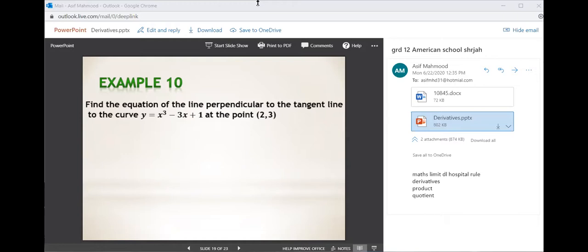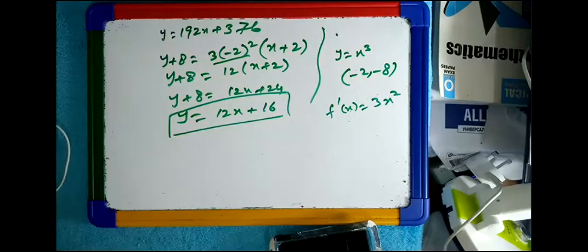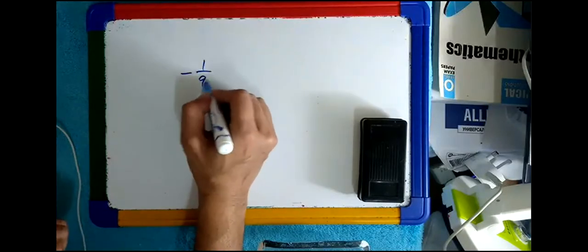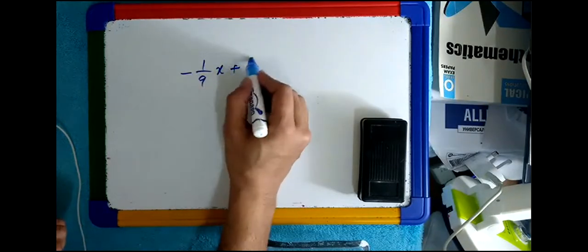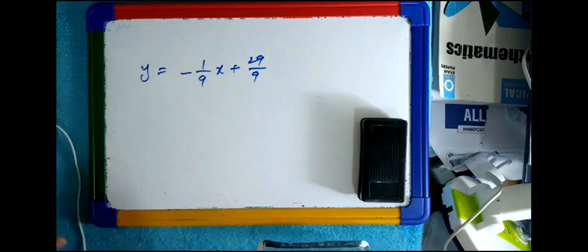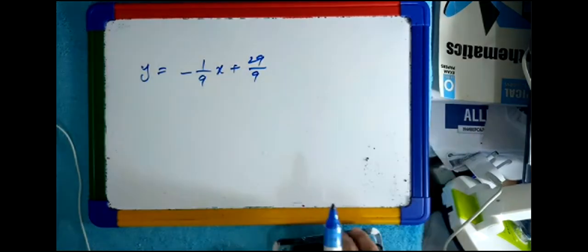Okay, I found the equation. What is the equation? -1 over 9x plus 29 over 9. Okay, let me check now.